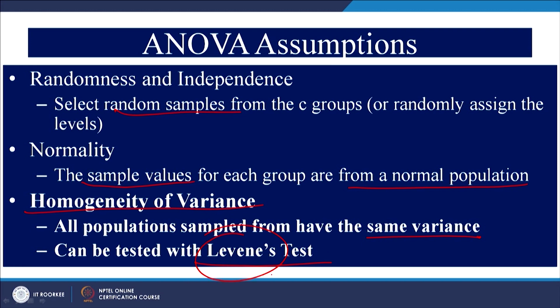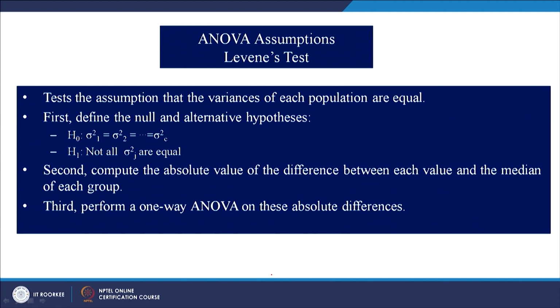So, let us see what Levene's test is. In Levene's test, the first thing is we define our null and alternative hypothesis. So, the null hypothesis is this: all these variances of the populations from where we are taking samples are the same, right. Alternative hypothesis is that they are not the same, they are different from each other, or at least one of the variances is different from others.